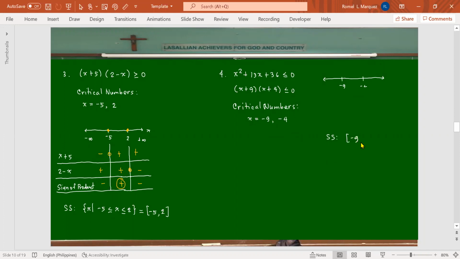Negative 9 to negative 4. Why? Because it is less than or equal to, we include negative 9 and negative 4. It is in between if less, as long as the coefficients of x are positive. You have to make the coefficient positive if you want to do it mentally. Okay? x plus 9, x plus 4.